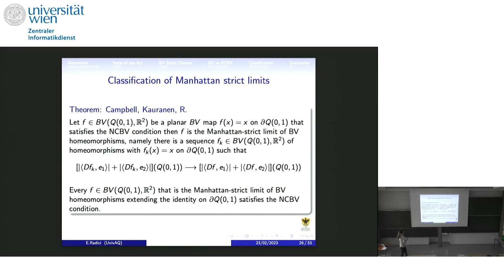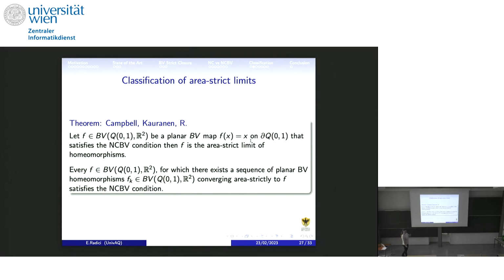I would like to talk about this result, but there is no time at all. So I go on with the newest result, that is the NCBV property characterizes the area strict limit of homomorphisms. Okay, so the statement is basically the same.